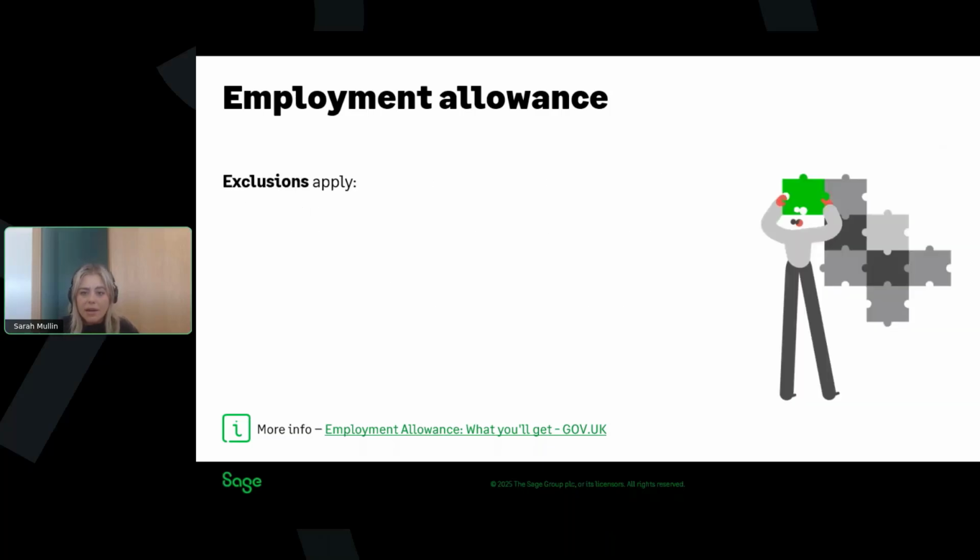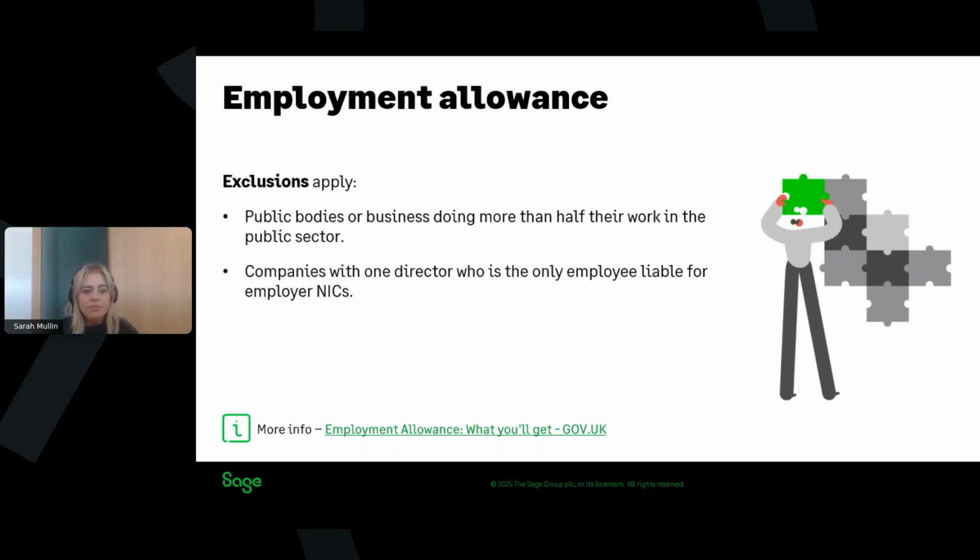Now, exclusions do apply for employment allowance. Most people will be eligible, but I do just want to cover some exclusions. So that's public bodies, or businesses that do more than half the work in the public sector. Companies with one director who is the only employee liable for employer NIC. That would be if it is just a sole director, no one else on the payroll.